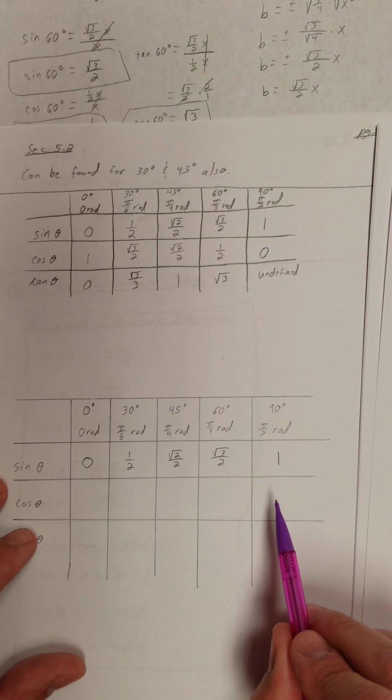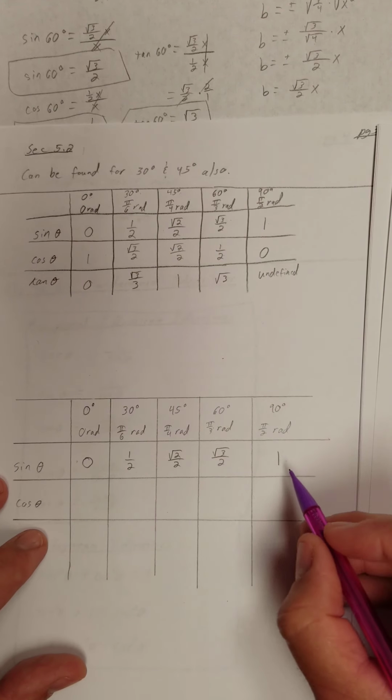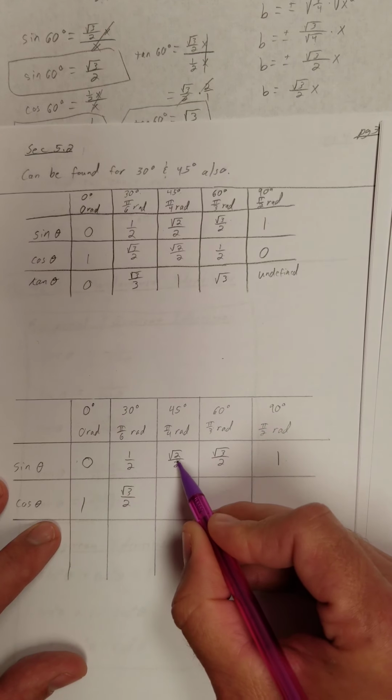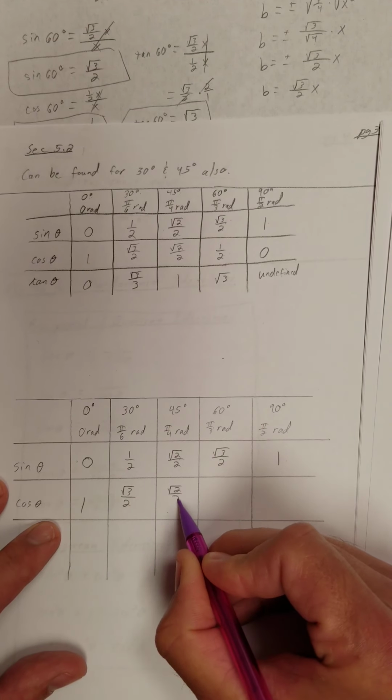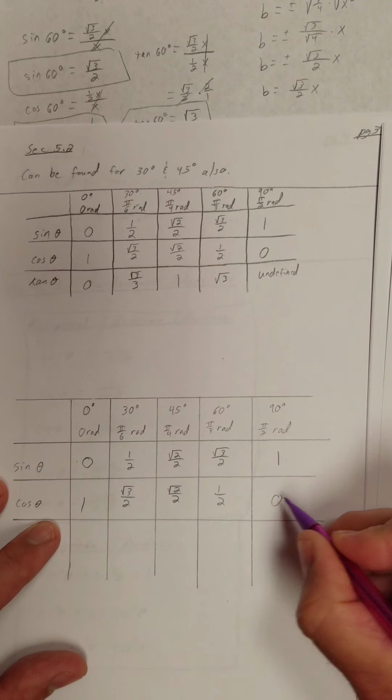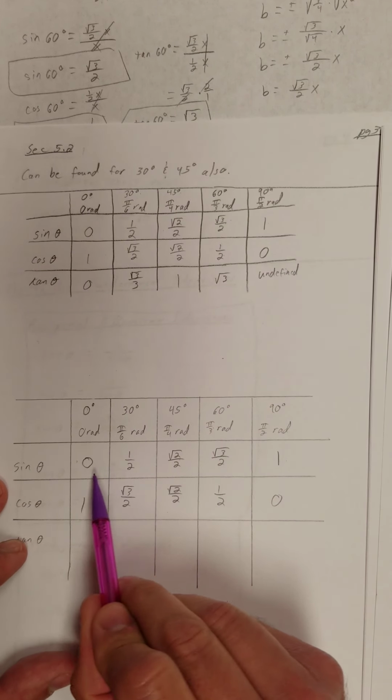Now what about for your cosine? Well, it just goes backwards. So cosine of 0 will be this value. Then this value goes next, square root of 3 over 2. And this value goes next, square root of 2 over 2. That value goes next, a half, and this value goes next. So you run this thing backwards for the cosine.